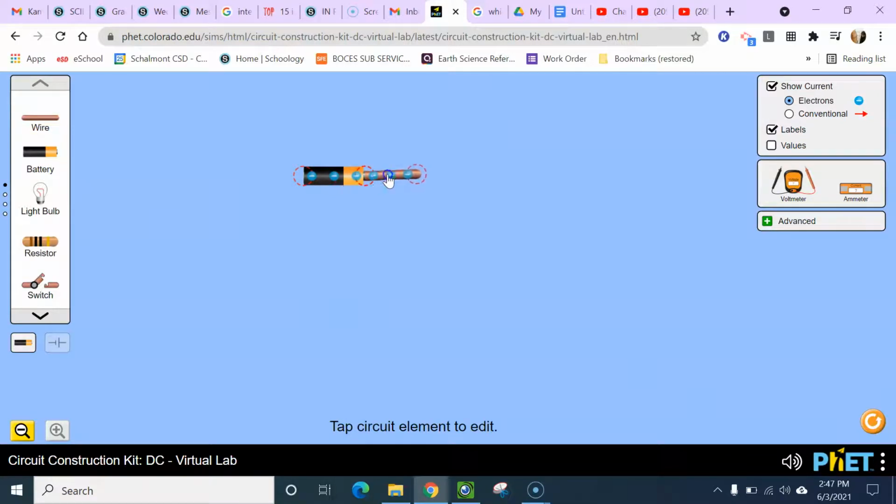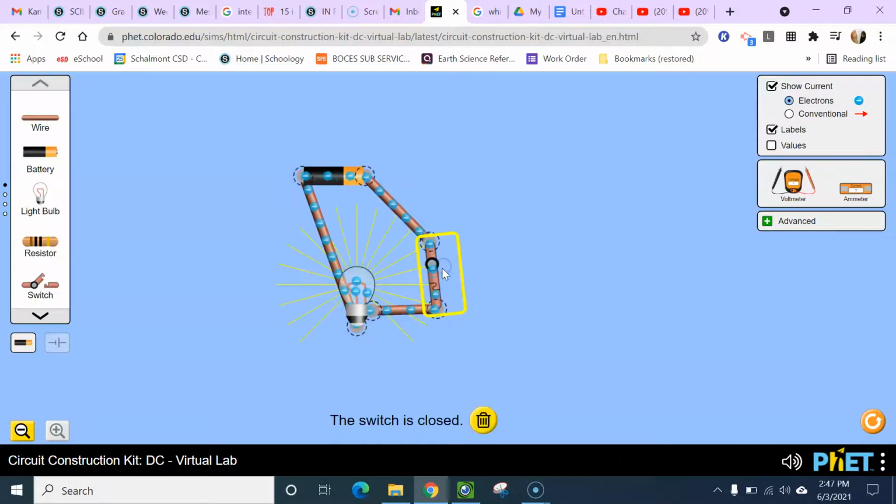We're going to build wire, switch, light bulb, back to the battery. And if I close this, it'll start.